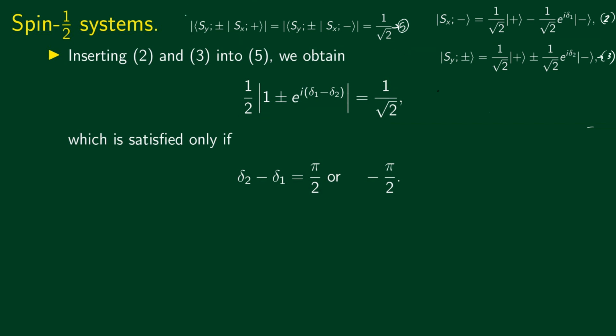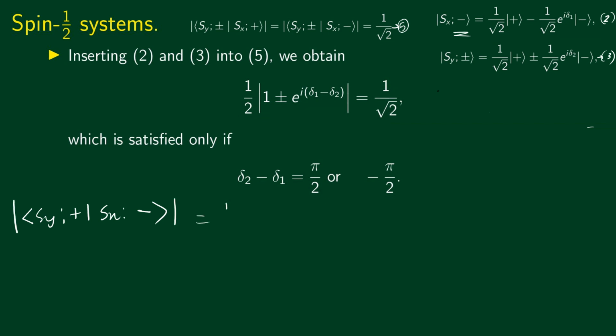This is equation 5 from the previous slide, and we have got ket Sx minus and ket Sy plus minus here. So we can make use of these relations. Let's see how this works. Let's first check this relation. Let's just find bra Sy plus ket Sx minus. Let's first find this and then we'll take the modulus, or maybe we can take the modulus from the beginning.